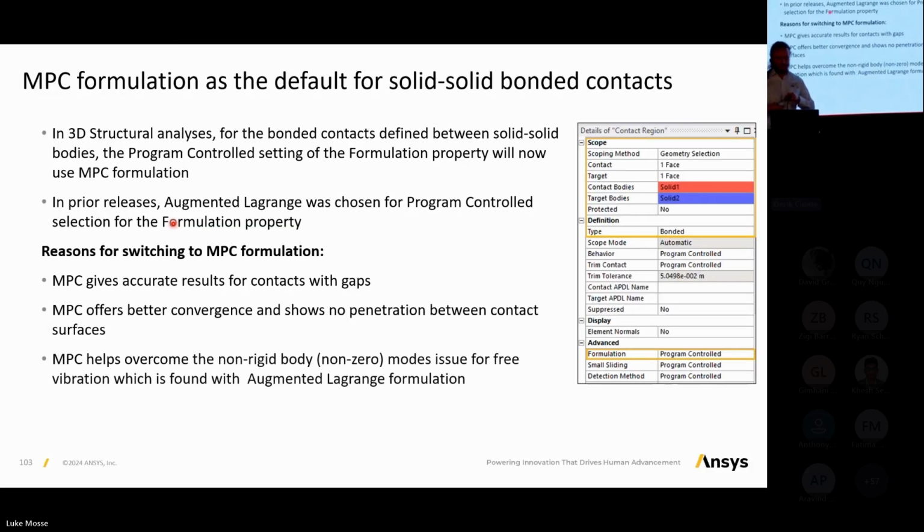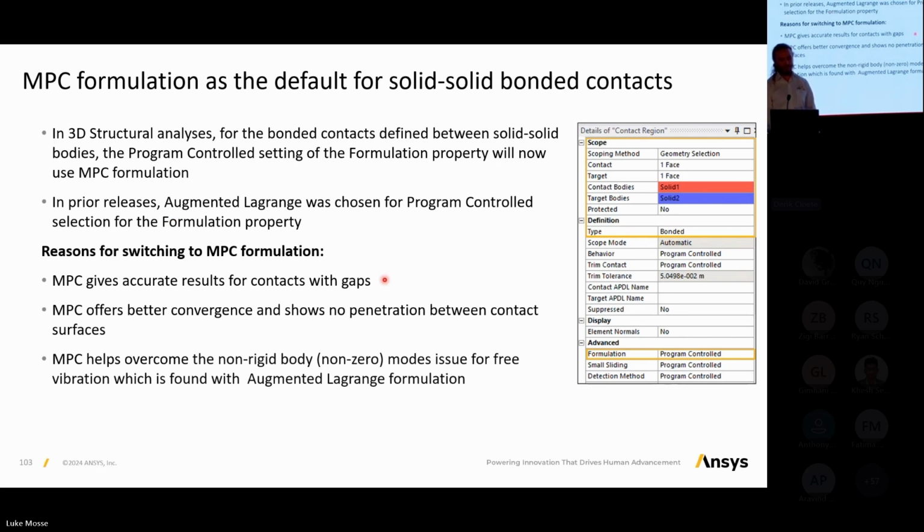And contacts. There's always lots of updates in contacts. So I've trimmed it down to the most relevant stuff. And the one that is most relevant to most people is the default behavior of bonded contact. That's transitioned from augmented Lagrange into MPC, so constraint-based contacts. Lots of reasons for this.